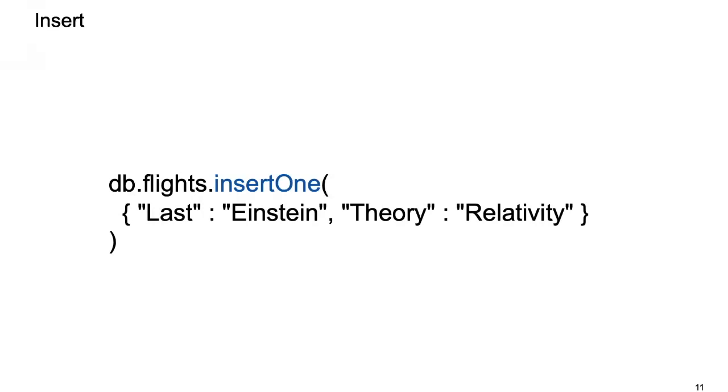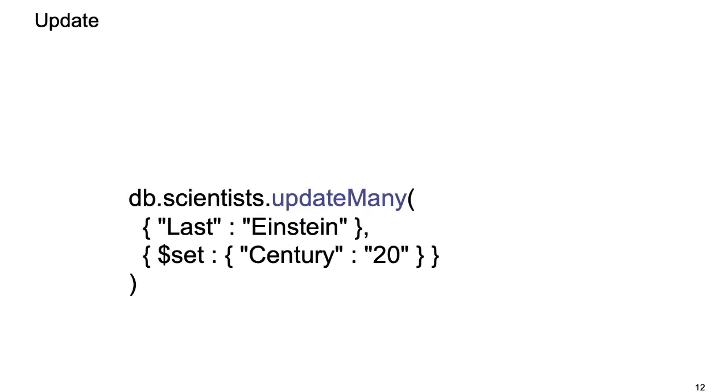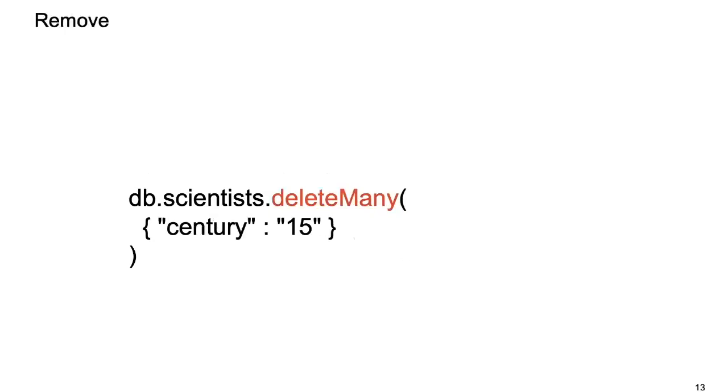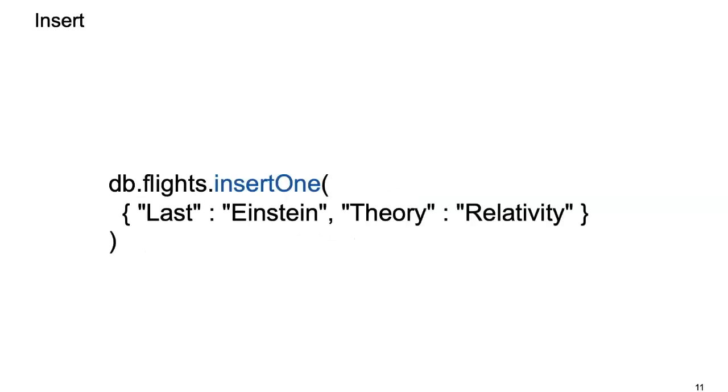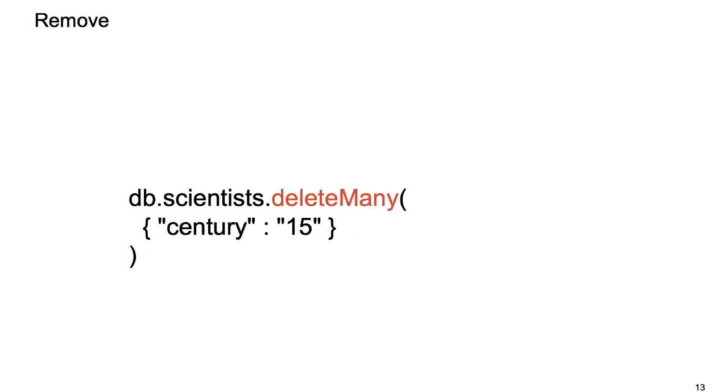You can insert documents in the collection, you can update documents, you can also delete documents. So just very quickly, insert one would insert one document, update many would set the century to 20 whenever last is Einstein, but it might occur multiple times, and delete many would delete all the documents where century is 15. And there will also exist insert many, update one, delete one, everything exists, right?